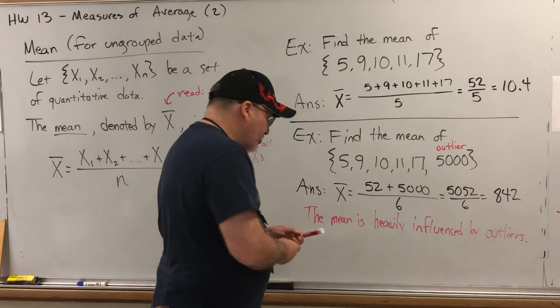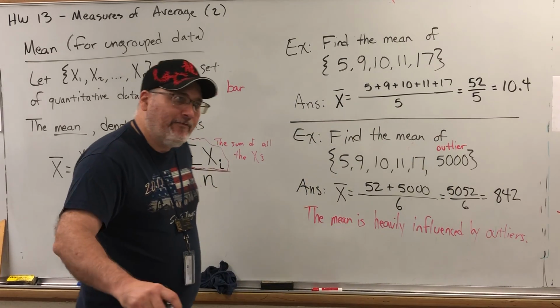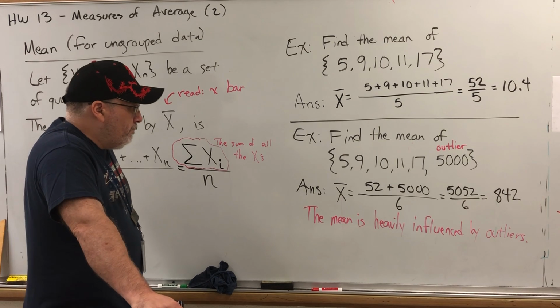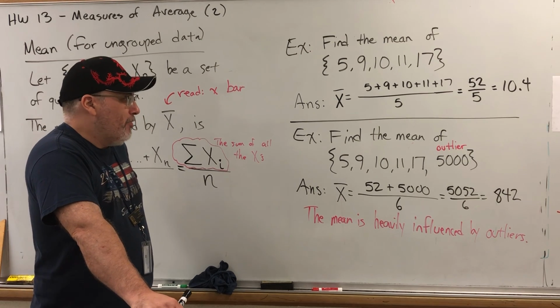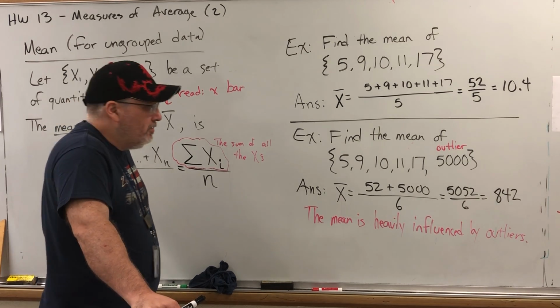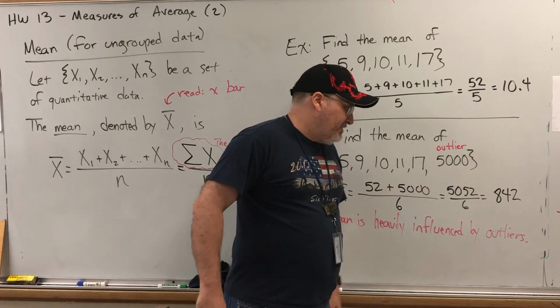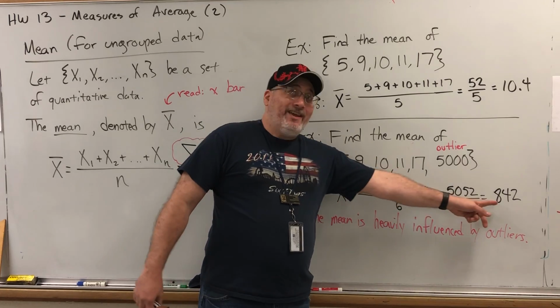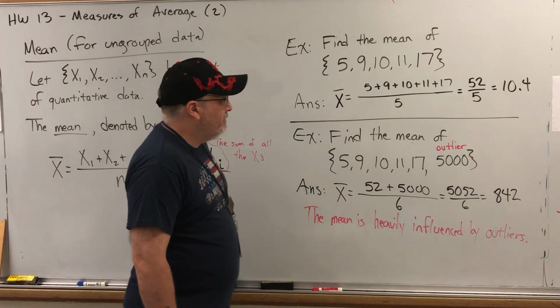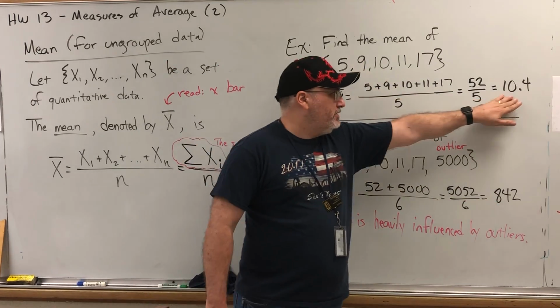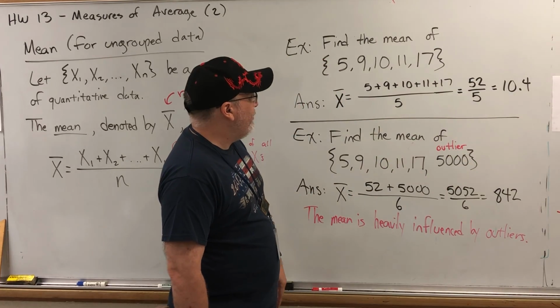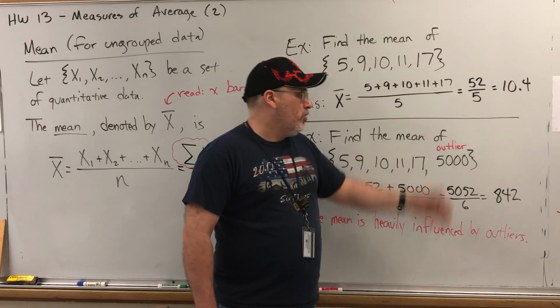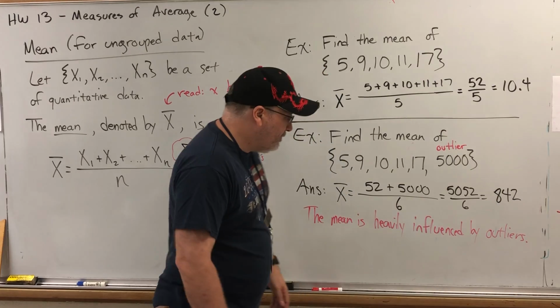And for that reason, sometimes it's not a good measurement of average, because it might not accurately represent a data set very well. The mean of this data set is 842. Never mind the fact that most of them are way less than that, it's the mean. Up here, not such a big deal. The mean was 10.4, some are less, some are more, but none of them stray too far away.